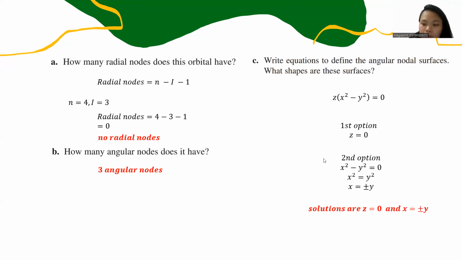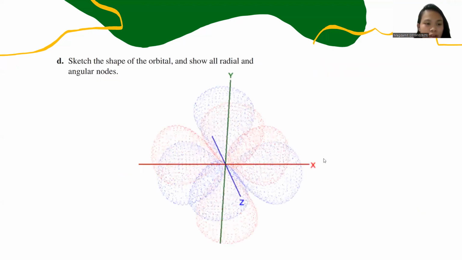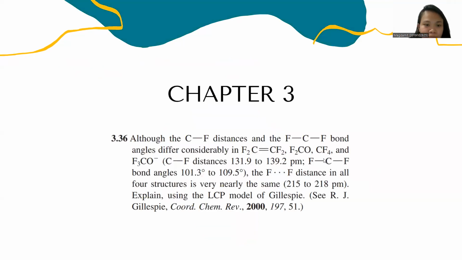When x is bigger than y, the function is positive, and otherwise it is negative. And if z is equal to 0, the angular surfaces are in the xy plane. For the shape of the orbital, there are 8 lobes, 4 above and 4 below the xy plane. Down the z-axis, this orbital looks like the x squared minus y squared orbital. But the node at the xy plane splits each lobe into 2.